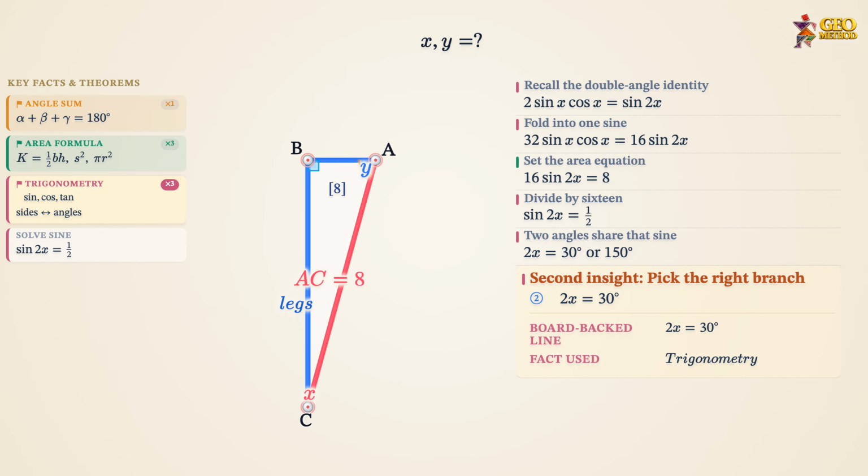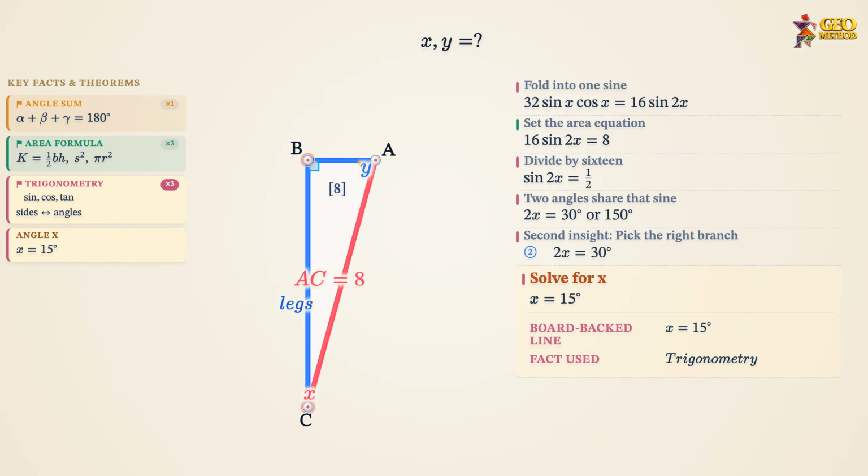Second insight now finishes the structure. The allowed range keeps 2x on the acute branch, so the valid choice is 2x equals 30 degrees. Halve 30 and x equals 15 degrees. That is the smaller acute angle sitting at vertex C.